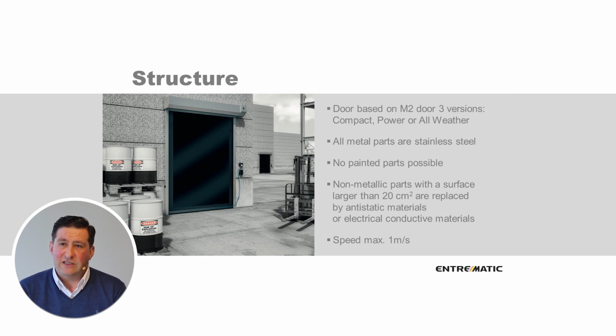All the non-metallic parts bigger than 20 square centimeter are replaced by anti-static materials or electrical conductive materials. This is to avoid building up static energy. The speed is also limited to 1 meter per second, going up and going down, or closing. Why this 1 meter per second? 1 meter per second is kind of a magic number in the ATEX world. Everything below 1 meter per second is not fast enough to build up static energy.